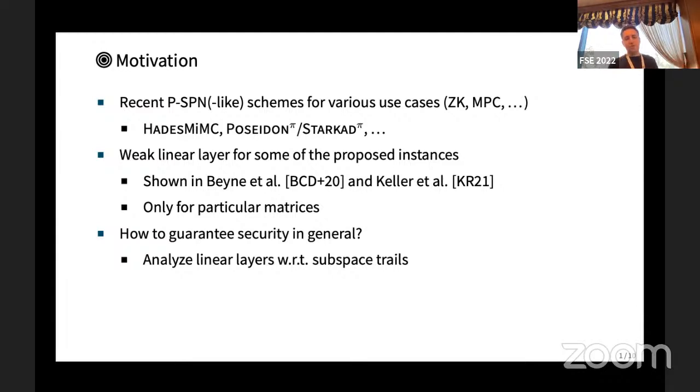But there was a problem with those, namely, some of the proposed instances had some weak linear layers, which actually allowed to attack a large number of rounds. This was shown in a Crypto paper two years ago, and also in the Eurocrypt paper from last year. However, in these papers, these results were only for some particular matrices which were used in these three constructions above. So the question we tried to answer in this paper was, how do we guarantee security in general? And we did this by analyzing the linear layers of these constructions with respect to subspace trails.